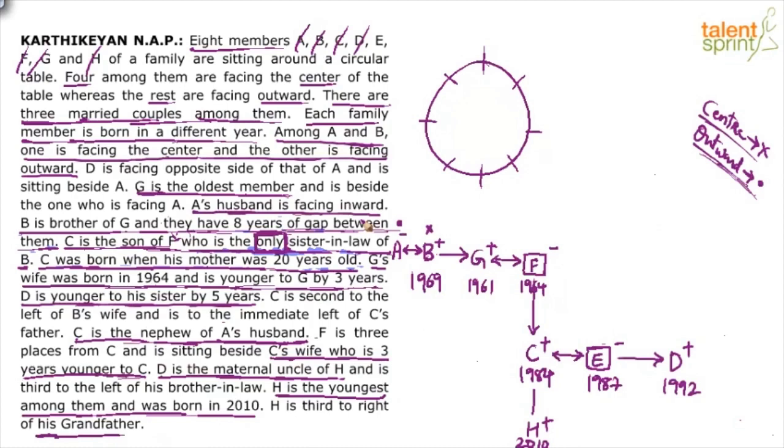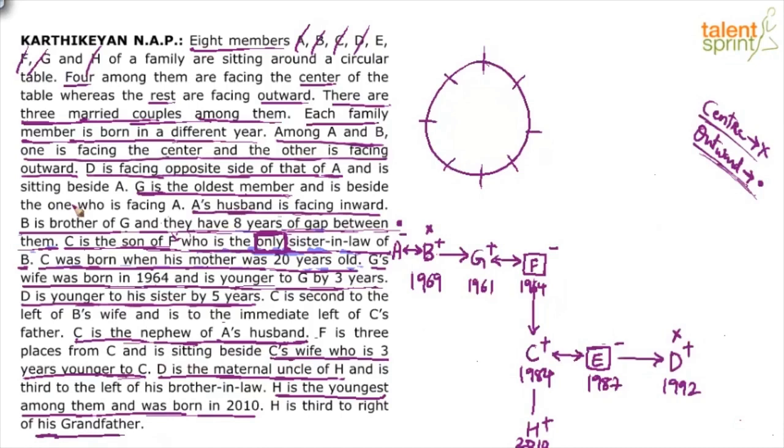Anything else there? D is facing opposite side to that of A. What does that mean? A is facing outward, so D will be facing inward, or center. Put a cross mark on top. D is facing center, right? And D is sitting beside A. That we will discuss later. We will use it later.